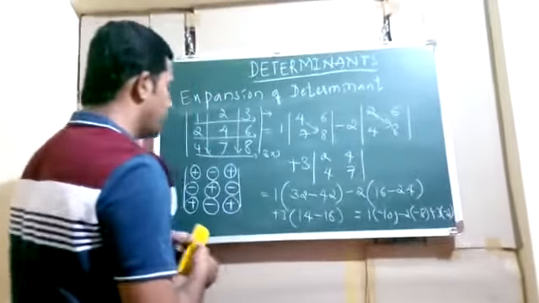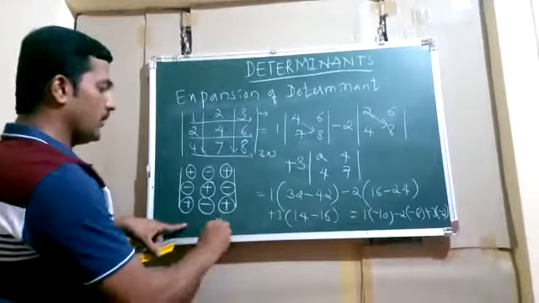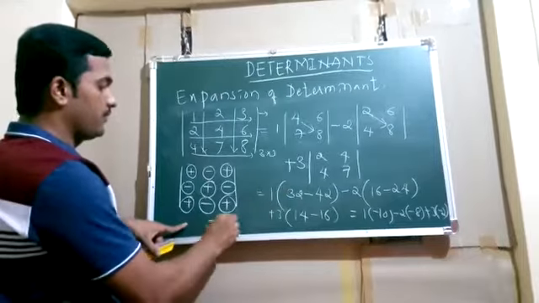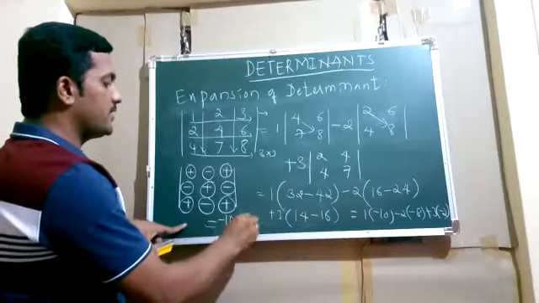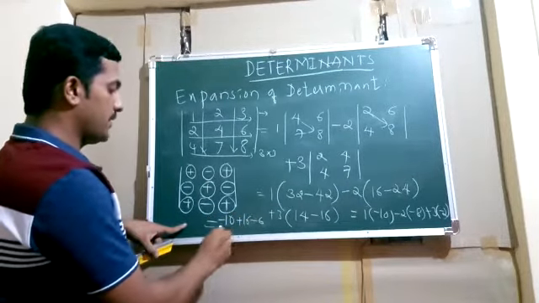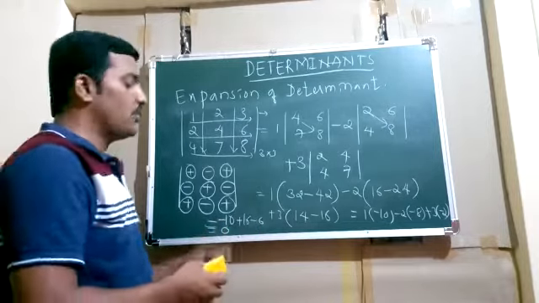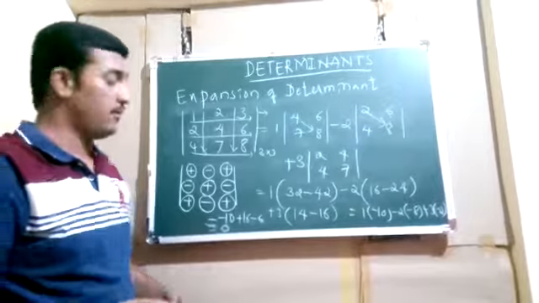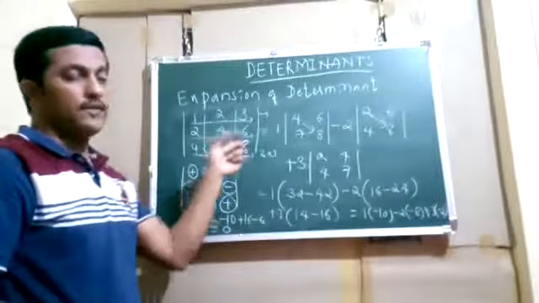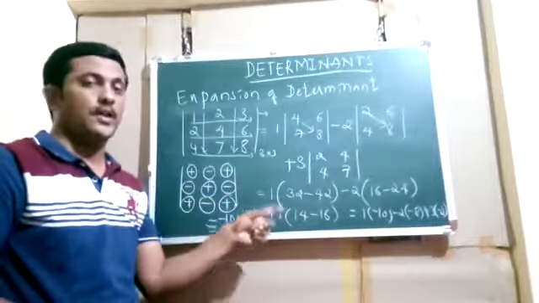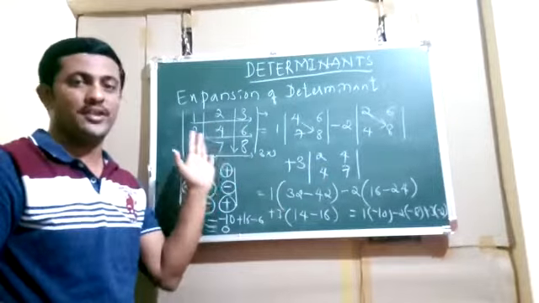So the answer here I'll write: minus 10, then plus 16, minus 6. So the answer is 0. 0 is also a real number. So here what we do is we expand the 3 cross 3 matrix in this form. This is what we call the expansion of a determinant.